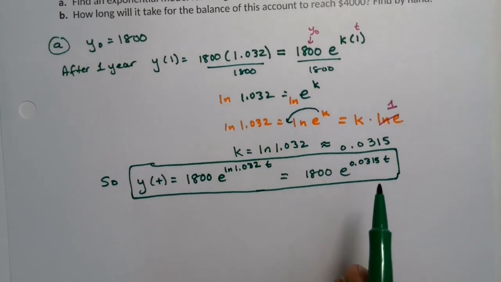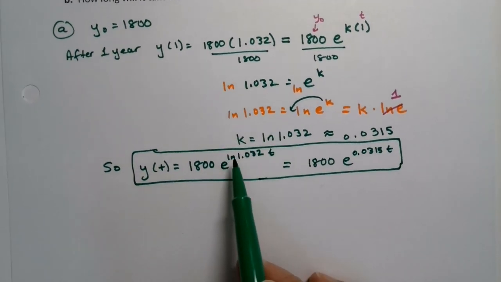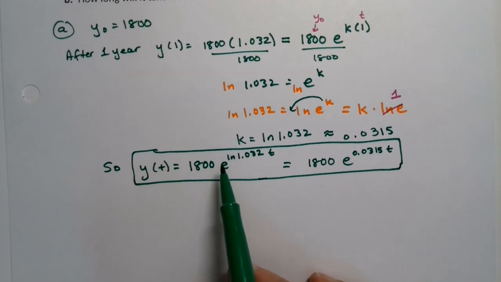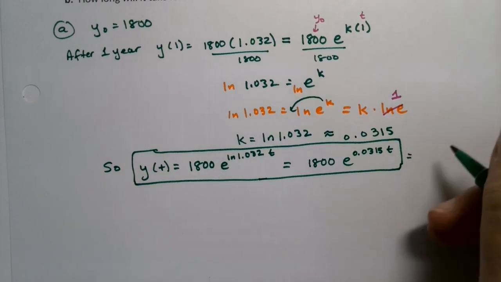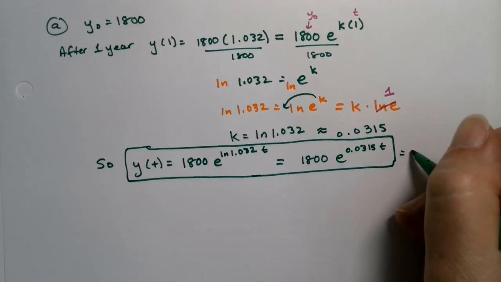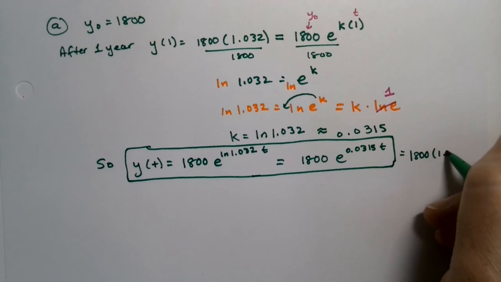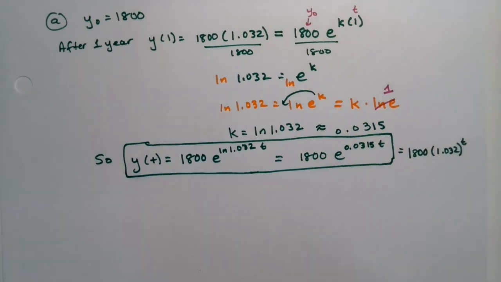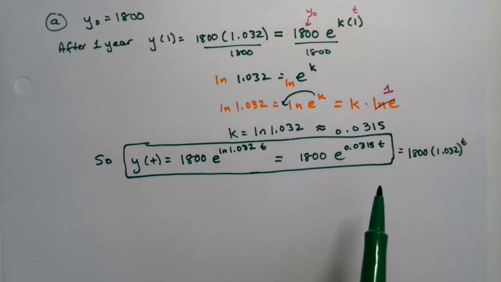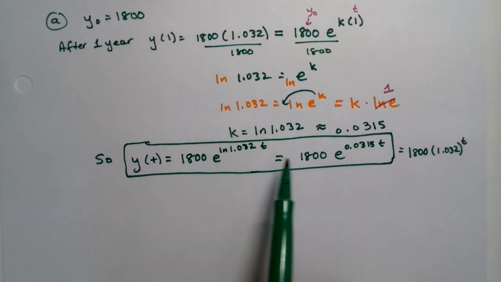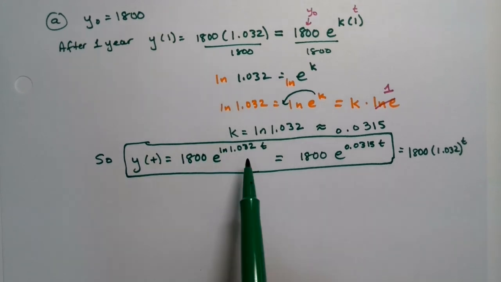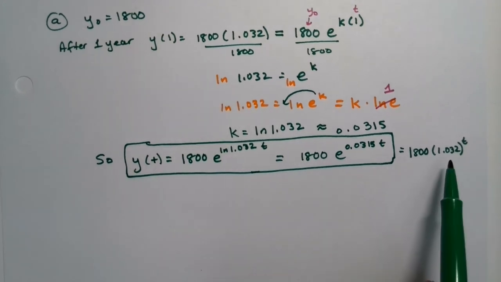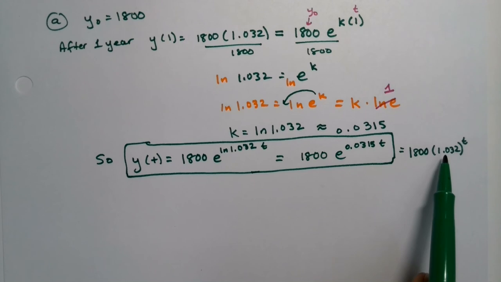Now, if you're thinking, hey, e and natural log, they're inverses of each other. Yes, that's because the other way to do this is to not use e at all and say it's 1,800 times 1.032 to the t. That would also work, but that's not really what they're shooting for in this text. They're really shooting for the e to the kt model. So we're going to write it like that. But technically this is true also, and you can use this to find this.